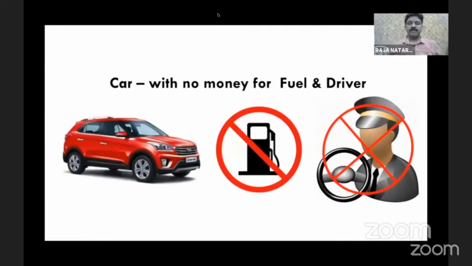But you don't have even 1 rupee extra because you just had 10 lakhs, you purchased the car. This car will not move even a single inch. Number one, you don't know how to drive. Number two, you don't have any cash to purchase fuel for this car, right?